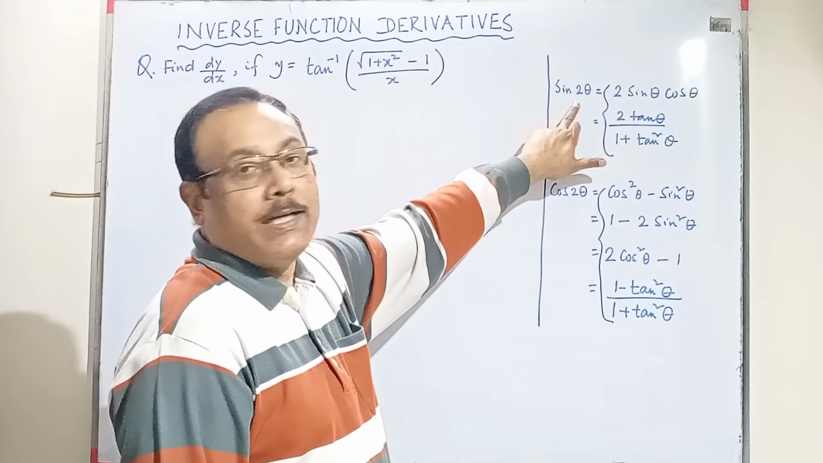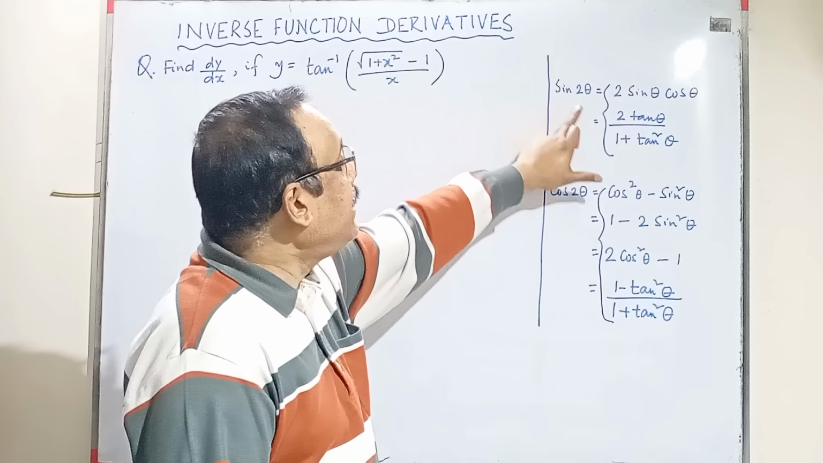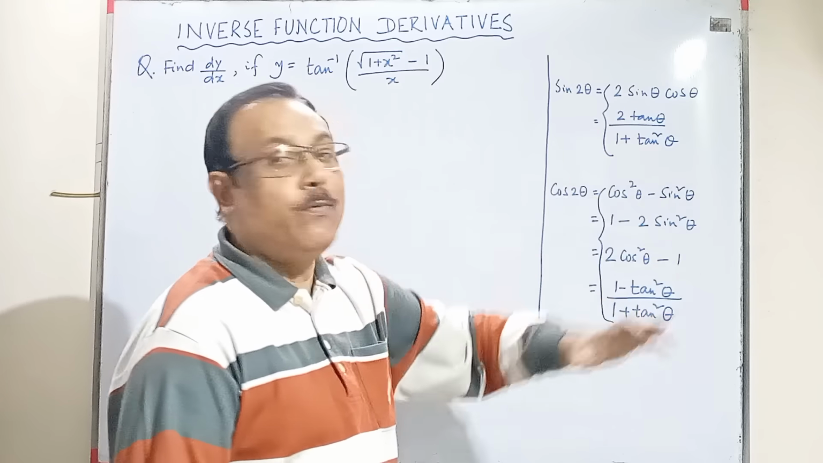See, sine of 2 theta is what? 2 sine theta cos theta. Again, I can say sine of 2 theta is equal to 2 tan theta divided by 1 plus tan square theta.